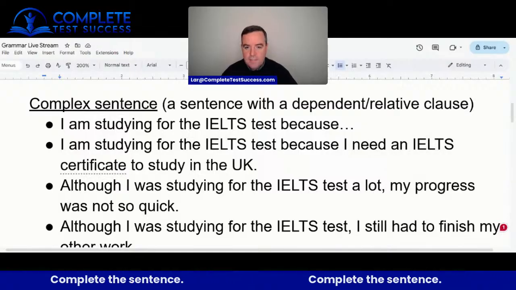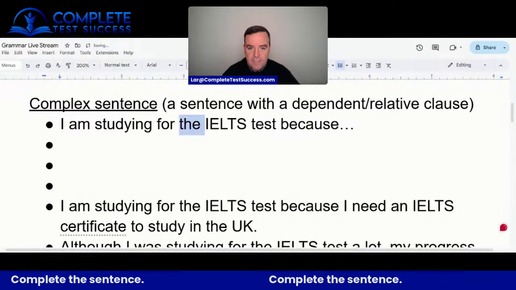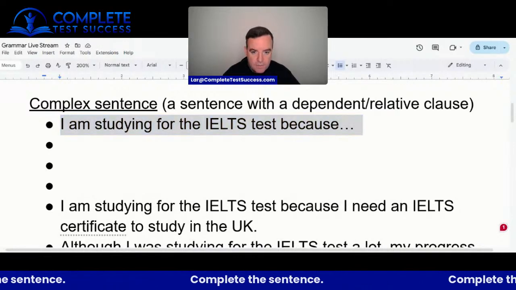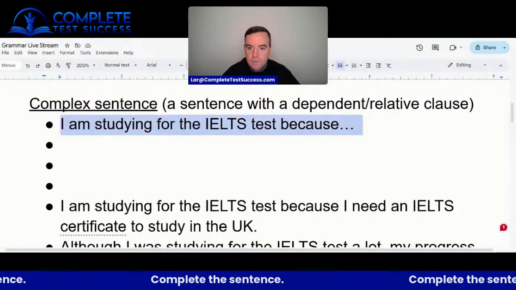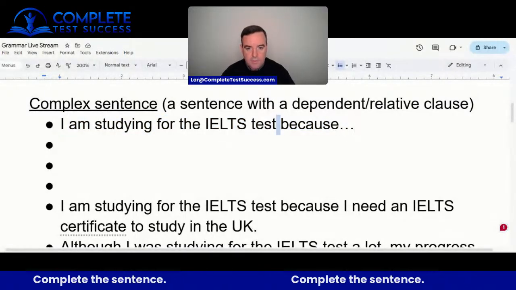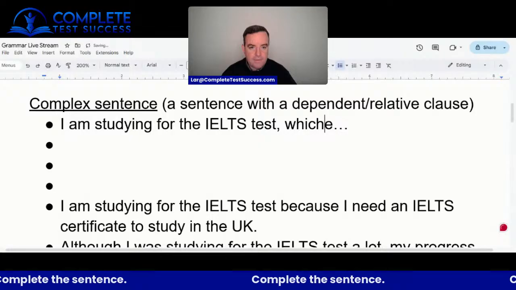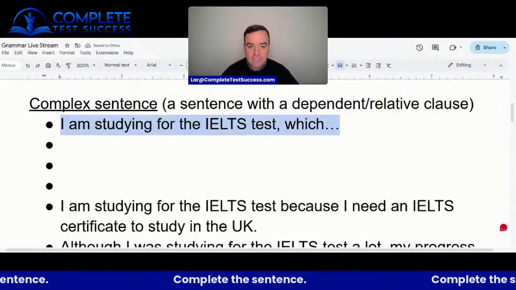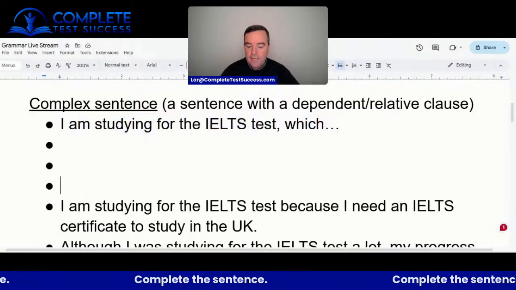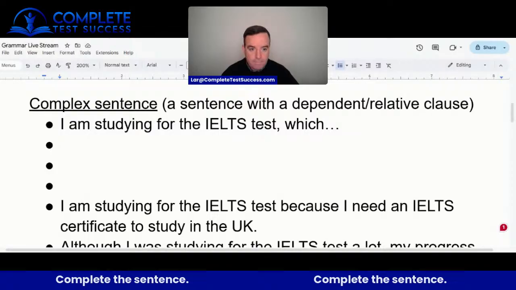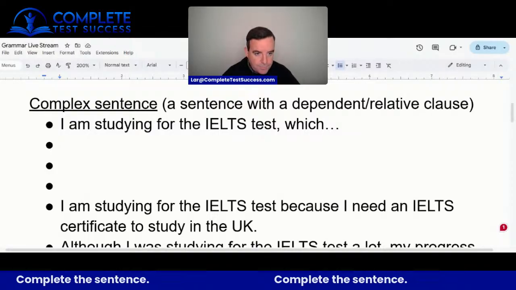Okay, I'm going to move on from this one here because we've got the first example of that, and we'll move on to, let's say, which. I'm studying for the IELTS test, which, and that's the next sentence. Okay, so that's the next task for you guys now, while I look at your other work.